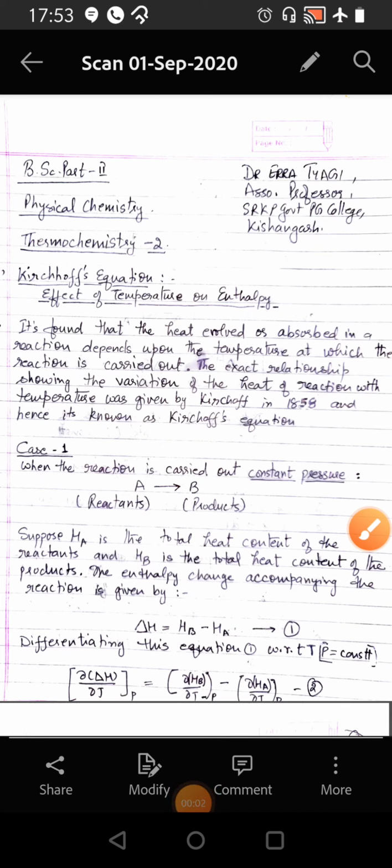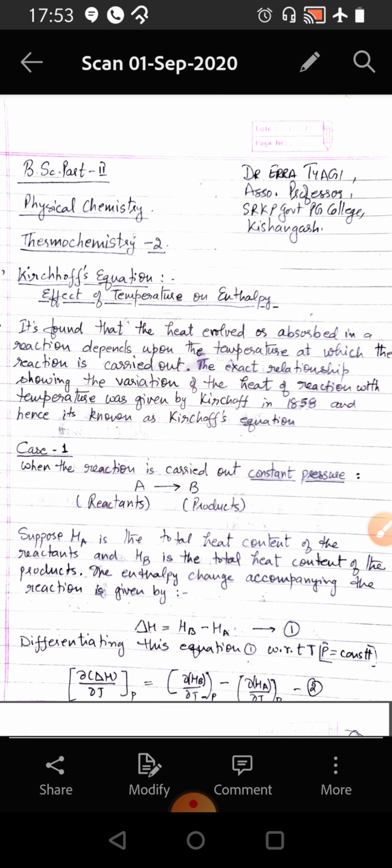In continuation of the last video on thermochemistry of BSc Part 2 Paper 3, the first topic we will take up here is Kirchhoff's equation, which deals with the effect of temperature on enthalpy. It is found that the heat evolved or absorbed in a reaction depends upon the temperature at which the reaction is carried out. The exact relationship showing the variation of the heat of reaction with temperature was given by Kirchhoff in 1858, and hence it is known as Kirchhoff's equation.